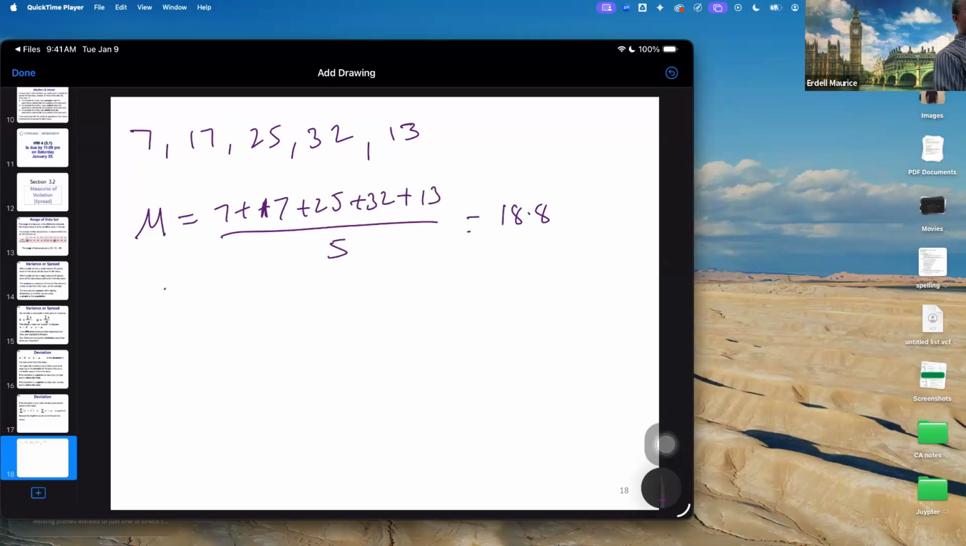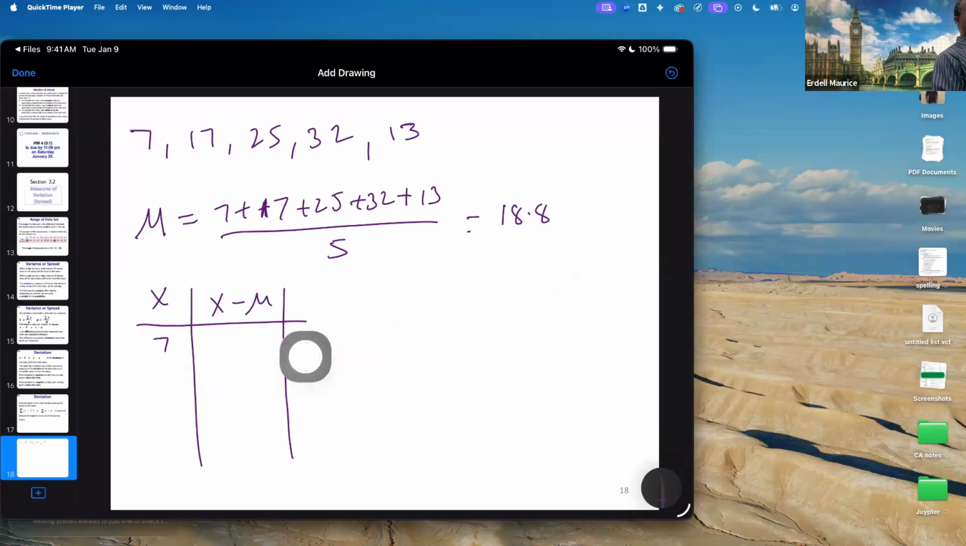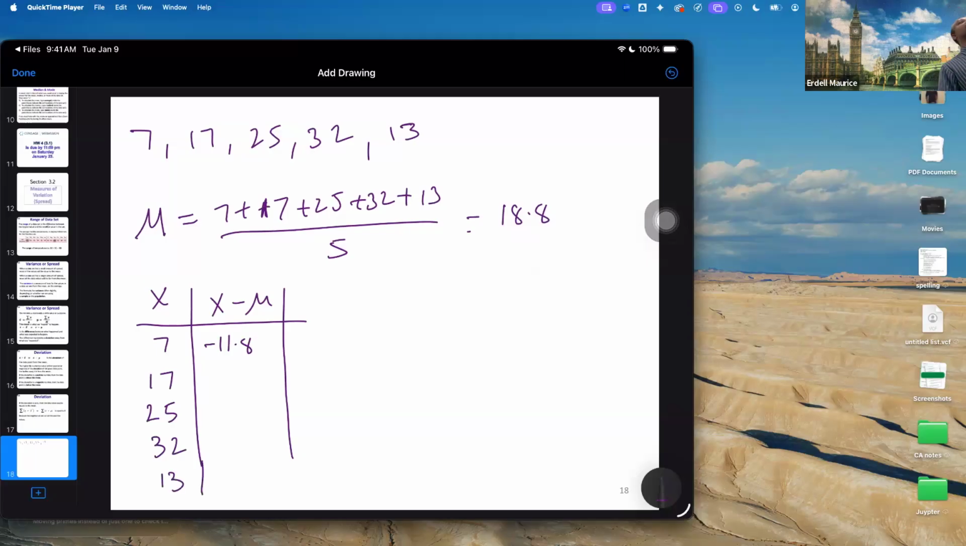So let's take the score. We're going to write x right here, and then we're going to do the deviation, x minus the mean. Let's do the first one together. What is 7 minus 18.8? Negative 11.8, correct? Go ahead and do the remaining deviations for me, please: 17, 25, 32, and 13.